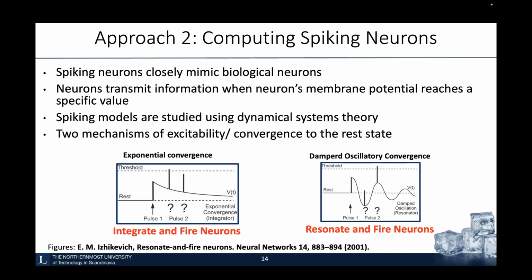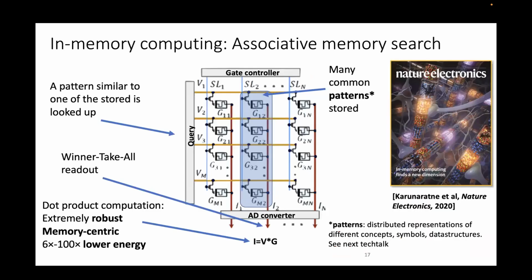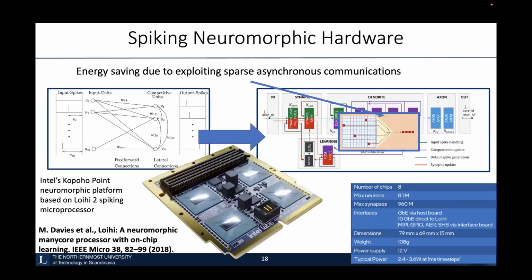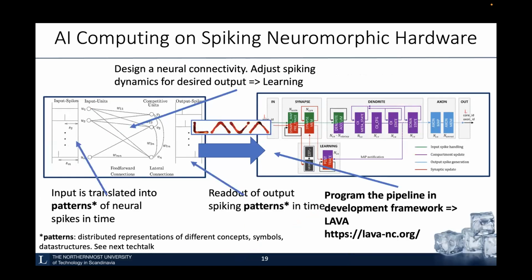And that Loihi chip is one of the possible technologies. It implements this neural dynamics in silicon, so to say. So here is the initial publication describing the architecture, if you're interested.